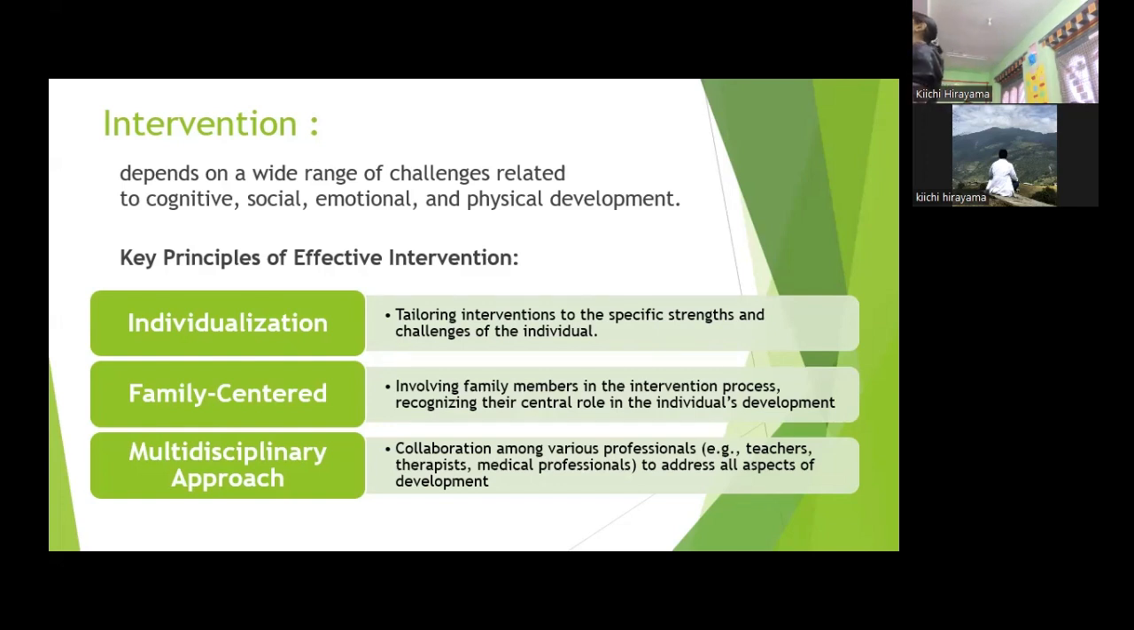Tailoring the intervention means formulating any intervention, be it rehab, be it skill training, anything specific to the strengths and challenges of that disabled person. Family-centered means involving the family members in the process of intervention. Multidisciplinary approach is a collaboration among various professionals like teachers, therapists, and medical professionals.